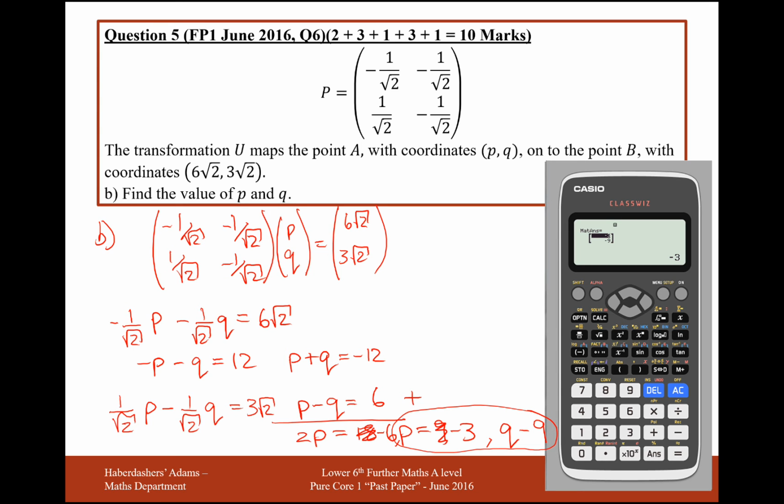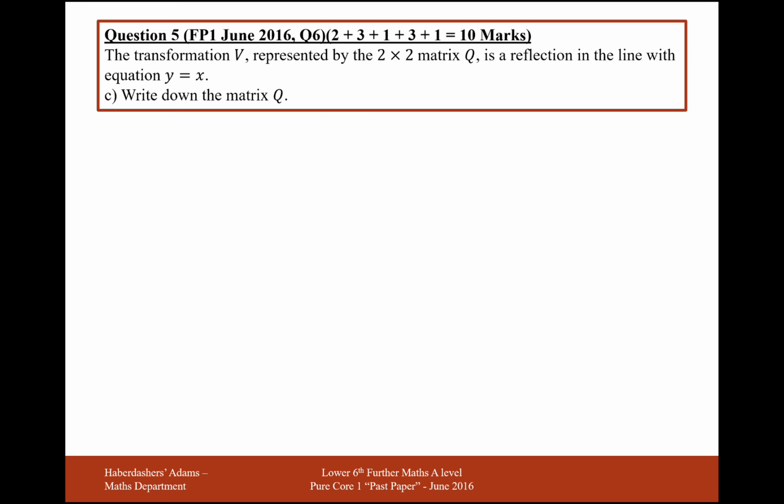Sorry, I got that little accidental bit wrong. Right, so moving on to the next bit: the transformation V represents a 2 by 2 matrix as a reflection in the line y equals x. Write down the matrix Q.